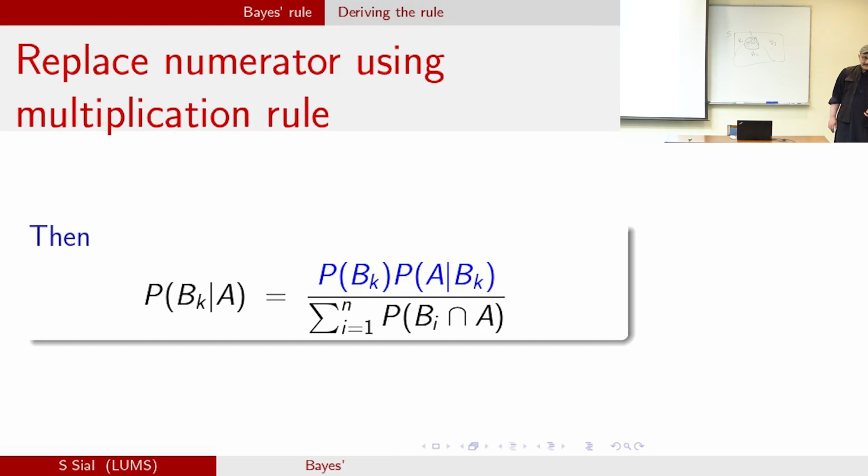Quite often, the probability of BK given A is what you're interested in, but what you've been given might be the probability of A given BK. So this gives us a rule for calculating what we want from what we might have been given. And if you ever forget the formula, you know where it came from. You can always work it out.